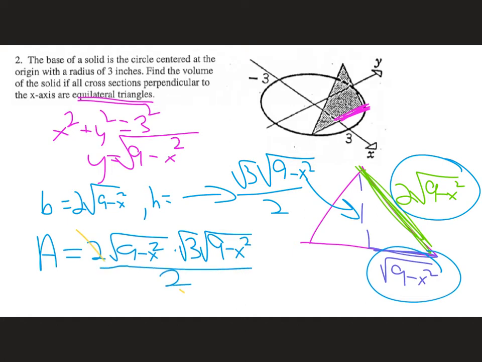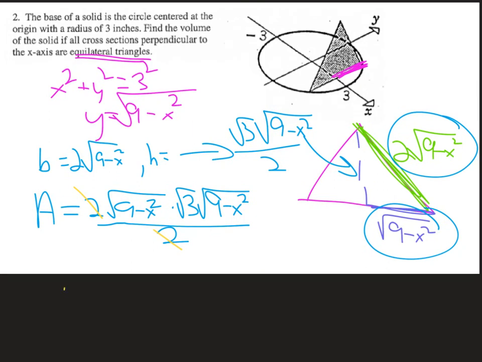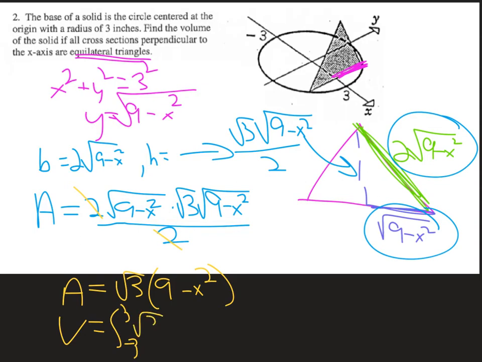I can get rid of those 2's. And I can get rid of those square roots. So that means that the area is actually square root of 3 times 9 minus x squared. Which means that the volume is the integral from negative 3 to 3, square root of 3, 9 minus x squared dx. Which you should be able to do. You should do it right now. And through my magic, I got 36 square root 3. Notice again, no pi's, no circles, no pi's.